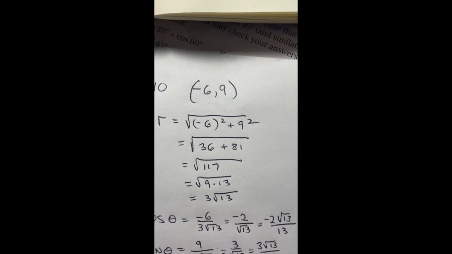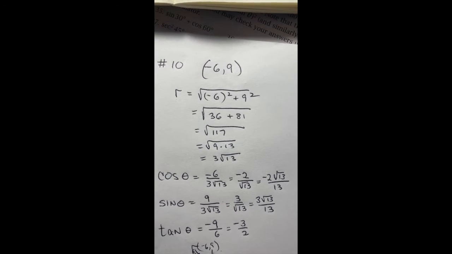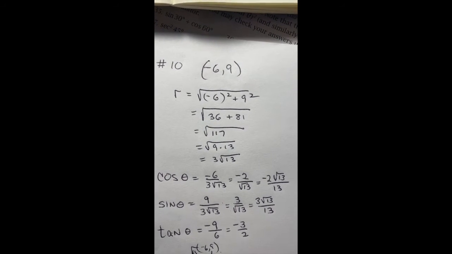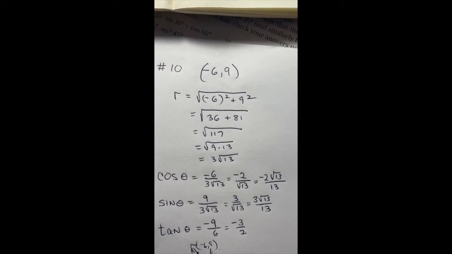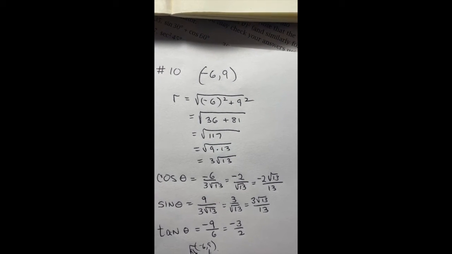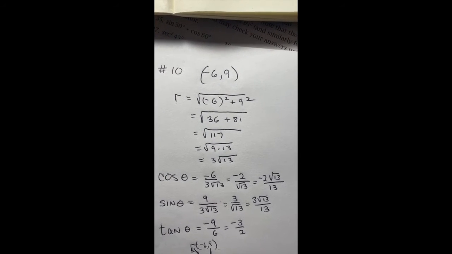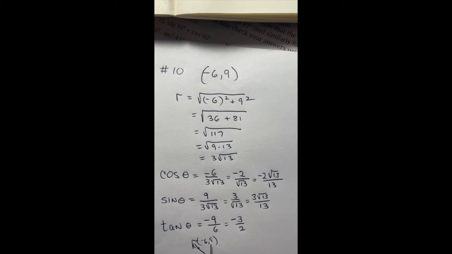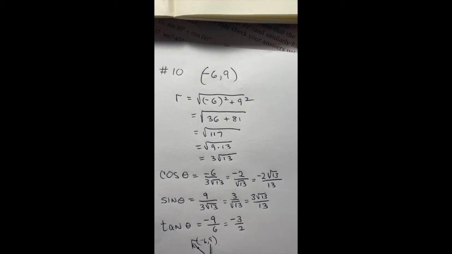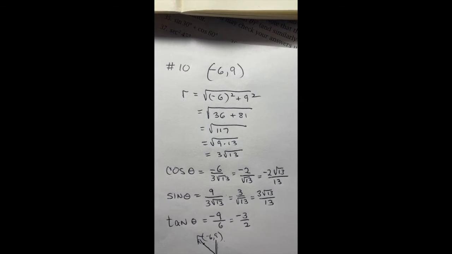So when I do the cosine, sine, and tangent, I'm going to take the x value, negative 6, and divide it by the r value, 3 square root of 13. That simplifies to negative 2 over square root of 13, and rationalizes to negative 2 square root of 13 over 13. The sine of theta will be the y value 9 over the r value 3 square root of 13. That simplifies to 3 over square root of 13 and rationalizes to 3 square root of 13 over 13. That by itself is the official answer to number 10.